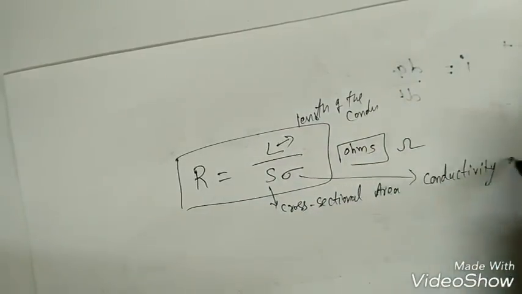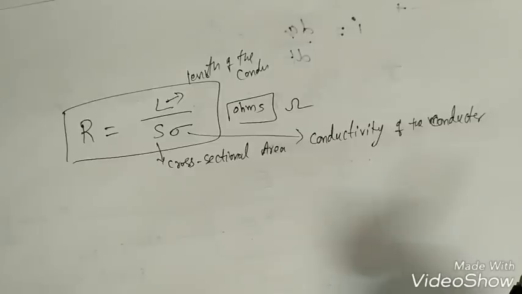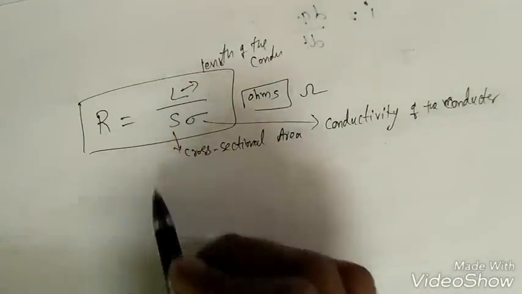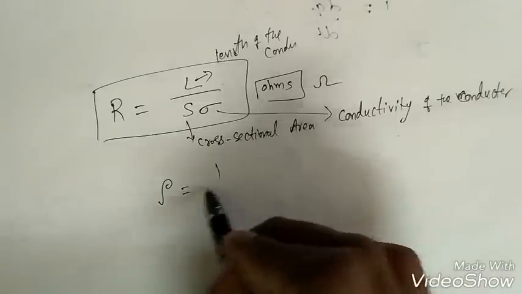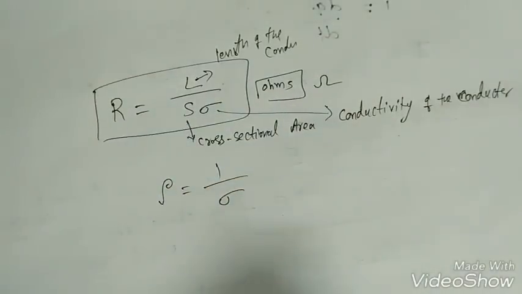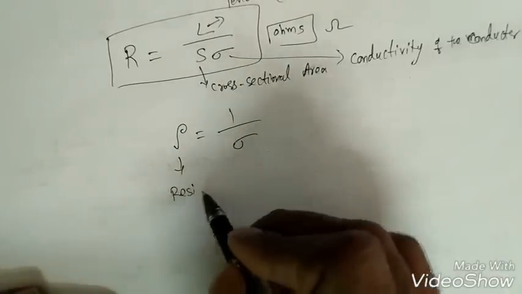Conductivity of the conductor, or generally we say material, right? Here in this case, conductor. Now the other way we can write it like this. One term will come, which is called 1 by sigma. So rho is equal to 1 by sigma, and rho is called the resistivity of the material.